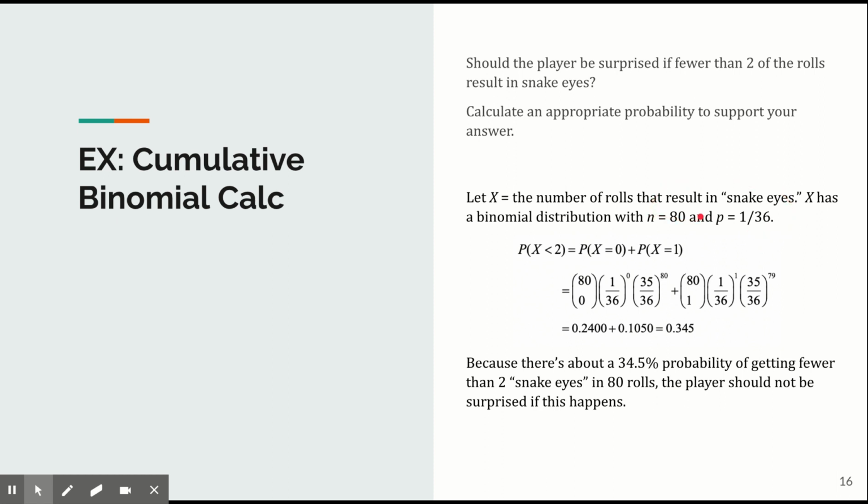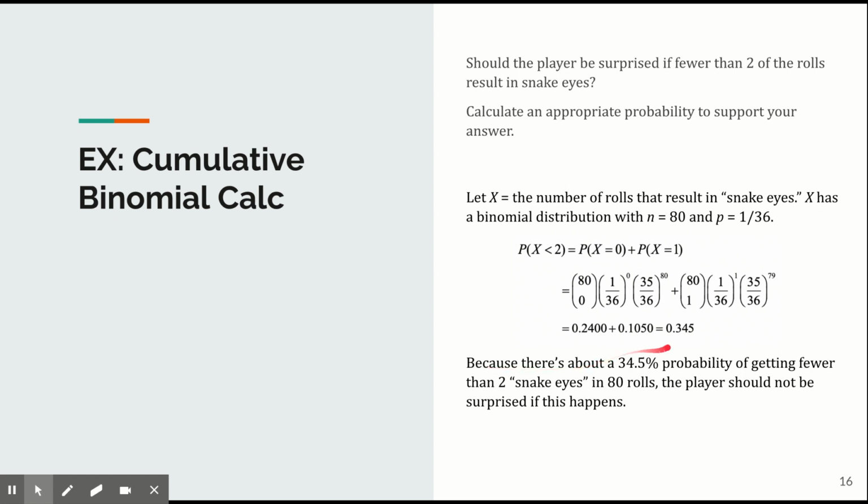We want to define a random variable and assign values to n and p. So we could plug this into the binomial probability formula, but it's a lot to do. You end up getting 0.3345, and there's a much easier way than doing this on your calculator. But we would answer in context by saying, because there's about a 34.5% probability of getting fewer than 2 snake eyes in 80 rolls, the player should not be surprised if this happens.